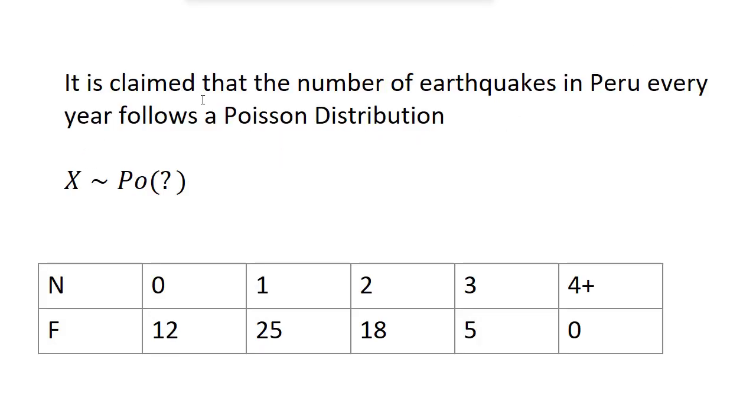So have a look at this question. It is claimed that the number of earthquakes in Peru every year follows a Poisson distribution. So what is our distribution here? That effectively, what is the null hypothesis? Well, we don't know what the average is. We're just saying it's a distribution. So we have to calculate the average from this data.